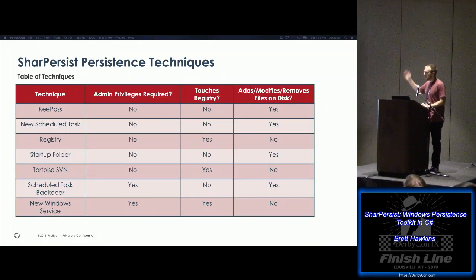Of all the techniques available in the initial release, only 2 of them actually require admin privileges. The Scheduled Task Backdoor and the New Windows Service both require admin privileges. The other techniques do not require admin privileges. Although, for example, with the Windows Registry, there are a few keys that, if you want to use them, you need admin privileges. But to just use the technique, you don't need admin privileges for that.